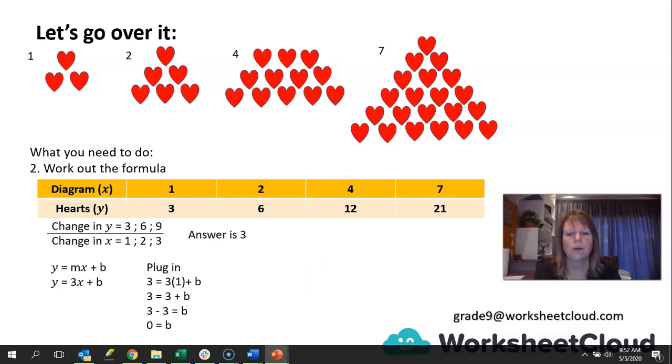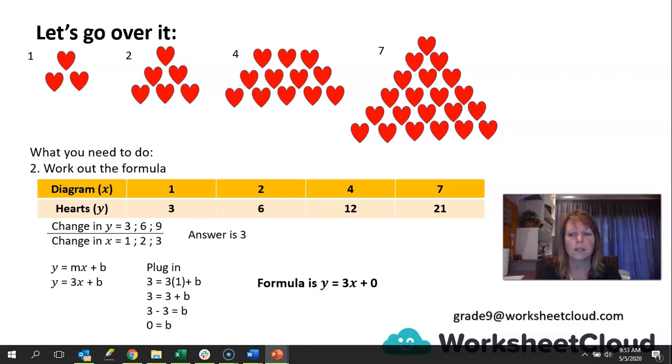So that means that when we work out our formula, it's going to be y is equal to 3x plus b. You can put in plus 0 if you would like, but actually it's fine. y is equal to 3x plus 0, which is actually just y is equal to 3x. Right, let's go on from there.